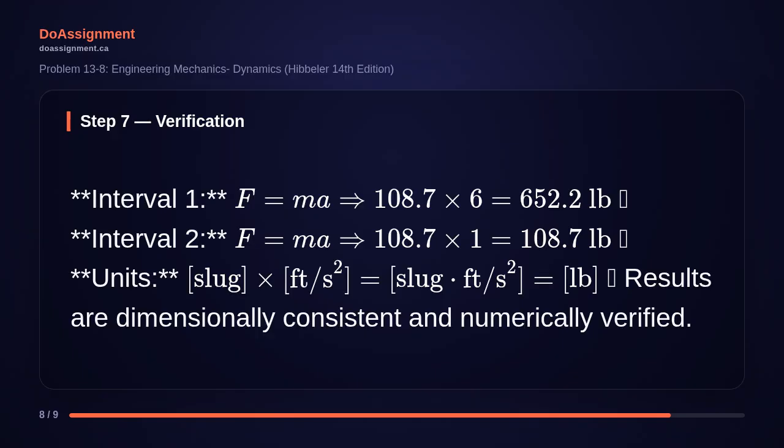As a final check, multiplying mass times acceleration in each interval reproduces the forces we calculated, 652 pounds and 109 pounds respectively. The units work out correctly because slugs times feet per second squared equals pounds. Both answers are verified.